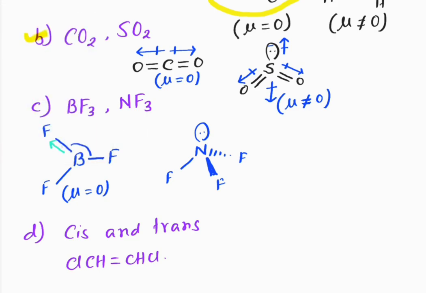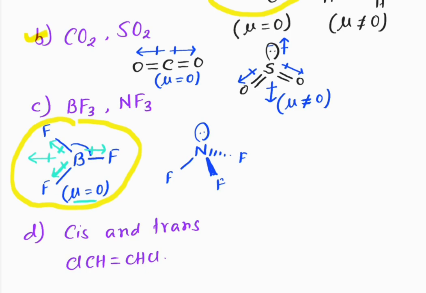Here we can say that the resultant of these two bond moments will be acting in this direction, which will be exactly equal and opposite to the bond moment acting in this direction. As a result of that, the dipole moment will be 0. And since this is a symmetrical structure, its dipole moment will be equal to 0.